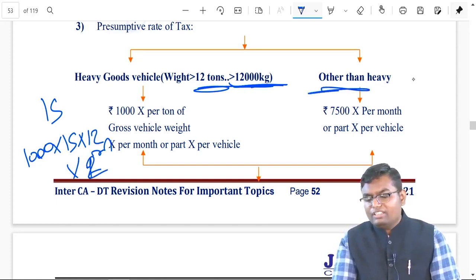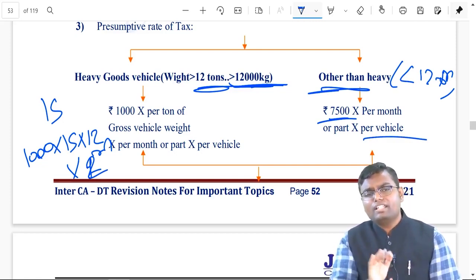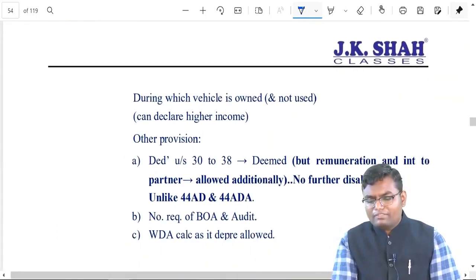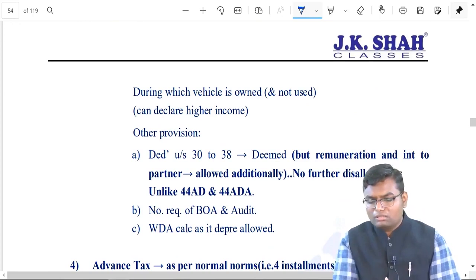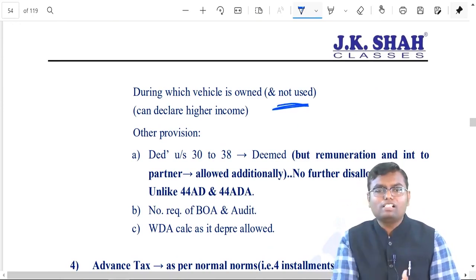If other than heavy, whose weight is less than 12 ton, then 7,500 per month per vehicle. There is no per ton. So 7,500 per month per vehicle will be the presumptive income. Now, once you are following this presumptive income, remember, you have to multiply by months of ownership, not months of usage. For however many months you have the ownership, you multiply for that.